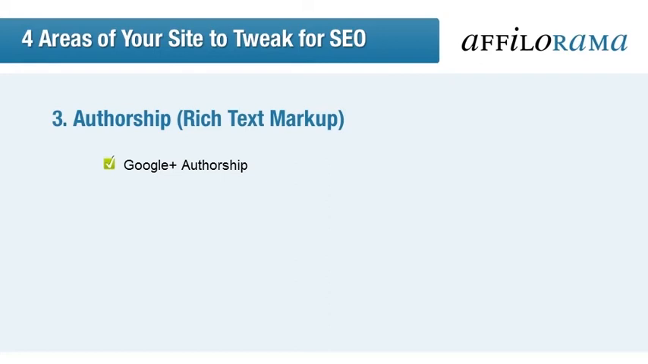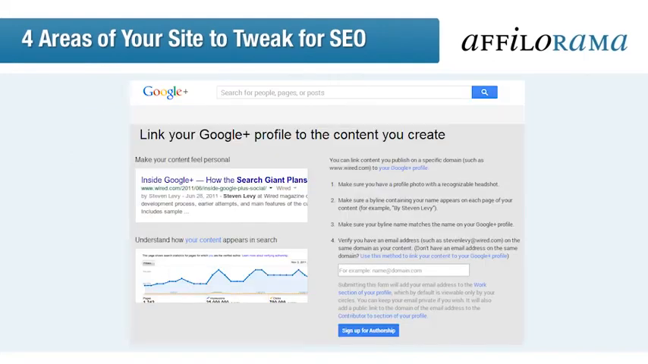And for more information on getting set up with Google Plus, see our How to Use Google Plus for Affiliates lesson. To get set up with authorship, head to plus.google.com/authorship. It walks you through the steps of what you need to do to get authorship up and running.